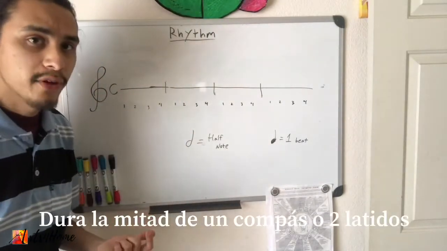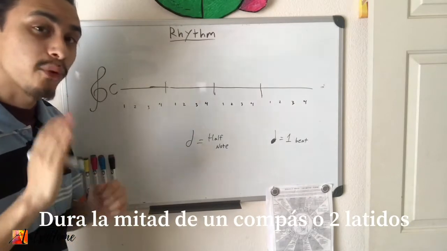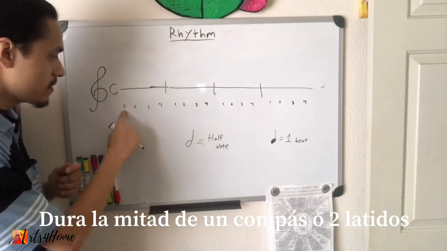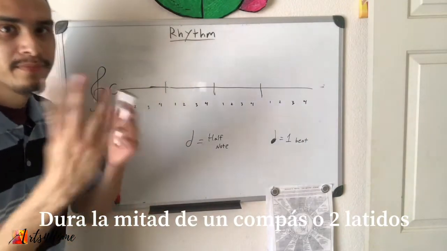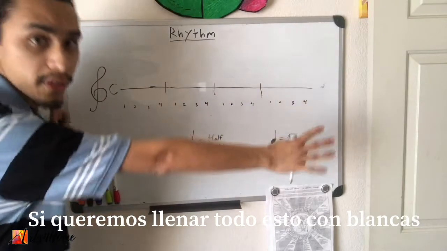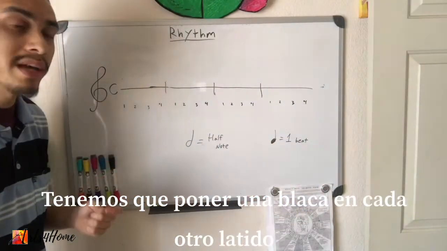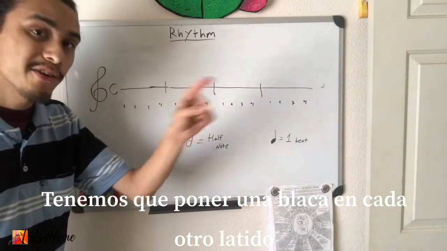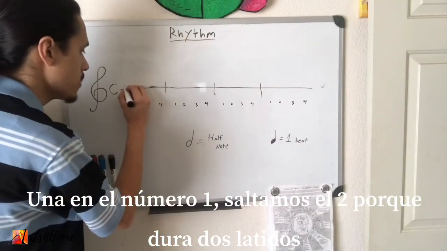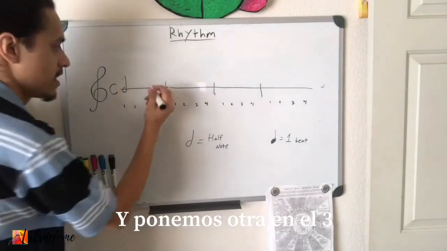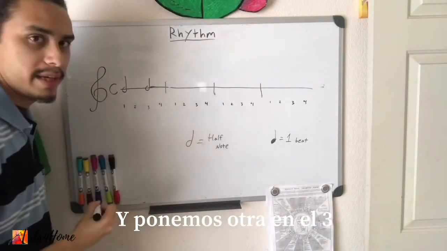We call it a half note because it lasts for half a measure. Half a measure is how many beats? 1, 2. What's half of 4? 2. So it lasts for half a measure. So if we want to fill up the whole thing with half notes, then we got to put 1 half note every other beat. So we're going to put one on 1, skip the next one because it lasts for 2 beats, and then we're going to put another one on 3.